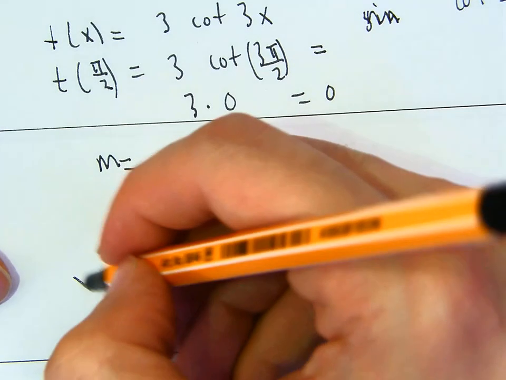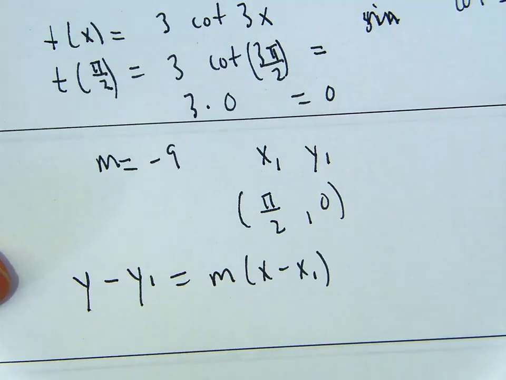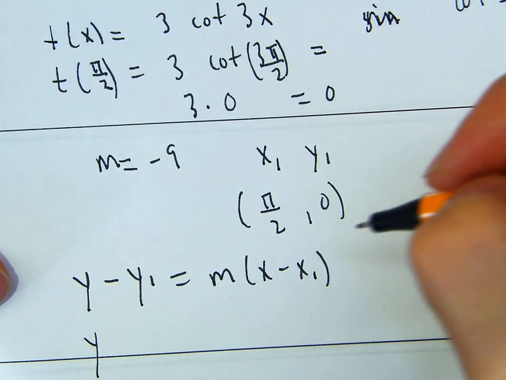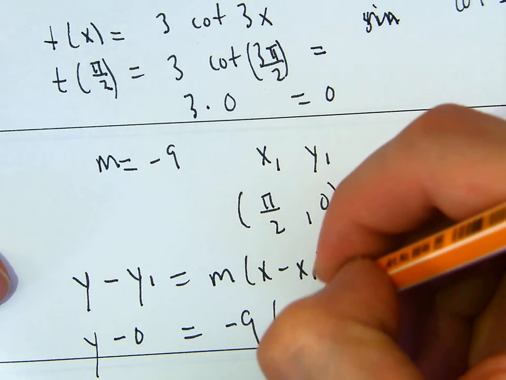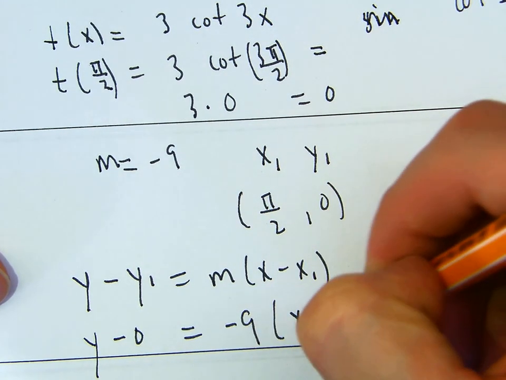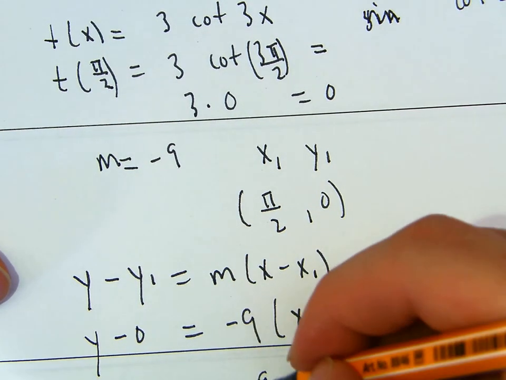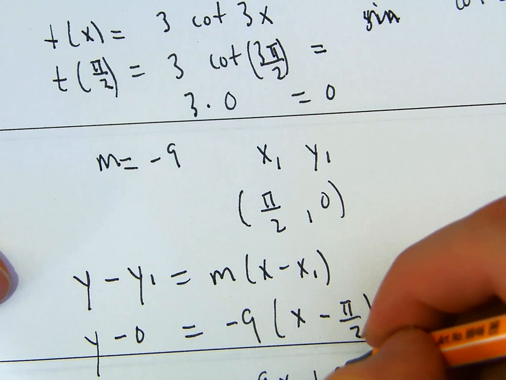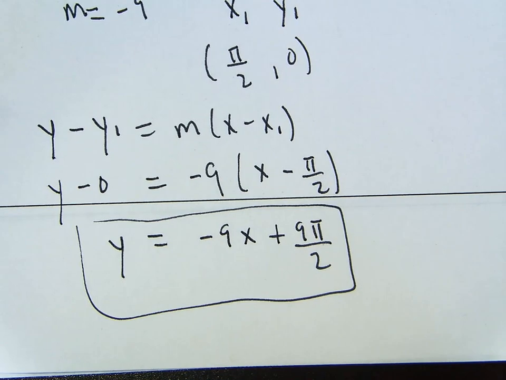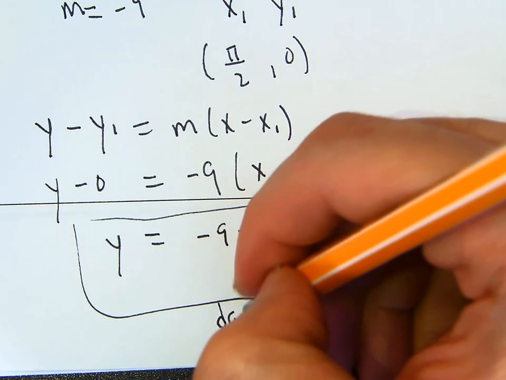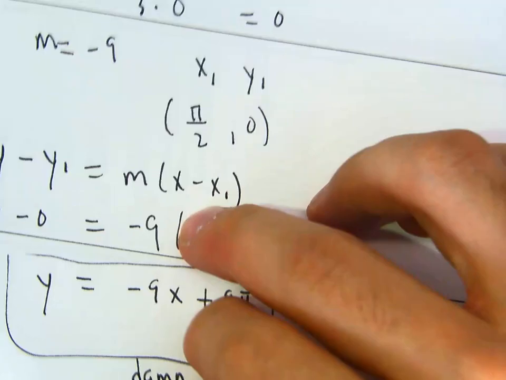And now we just need to use the point slope formula, y minus y sub 1 equals m times x minus x sub 1. So this becomes y minus 0 equals negative 9 times x minus pi over 2. Putting this into slope-intercept form, it's y equals negative 9x plus 9 pi over 2. Okay. Whew! That was really not easy.